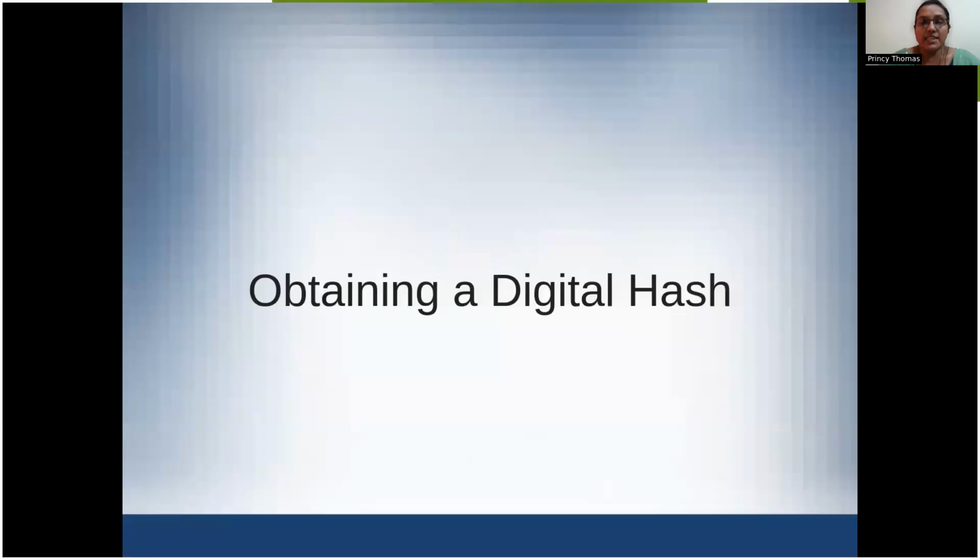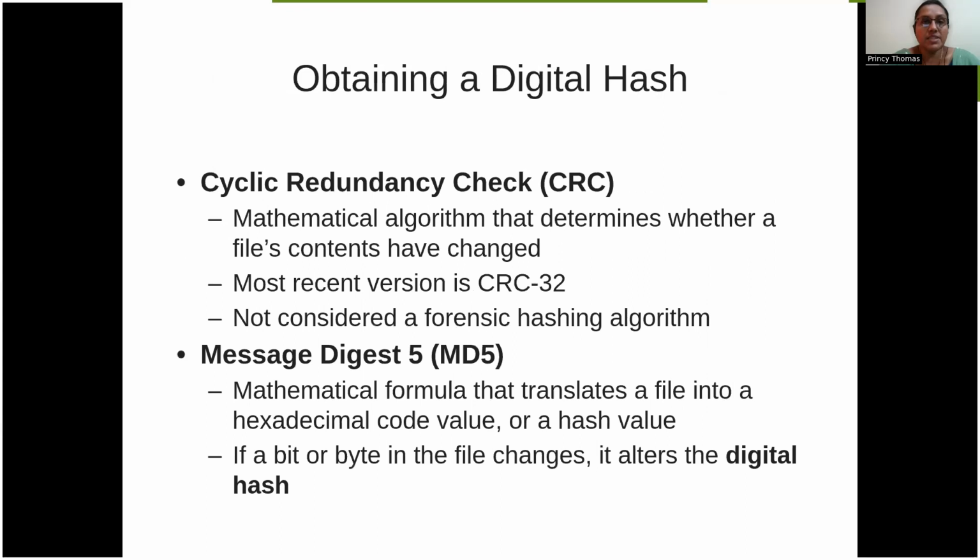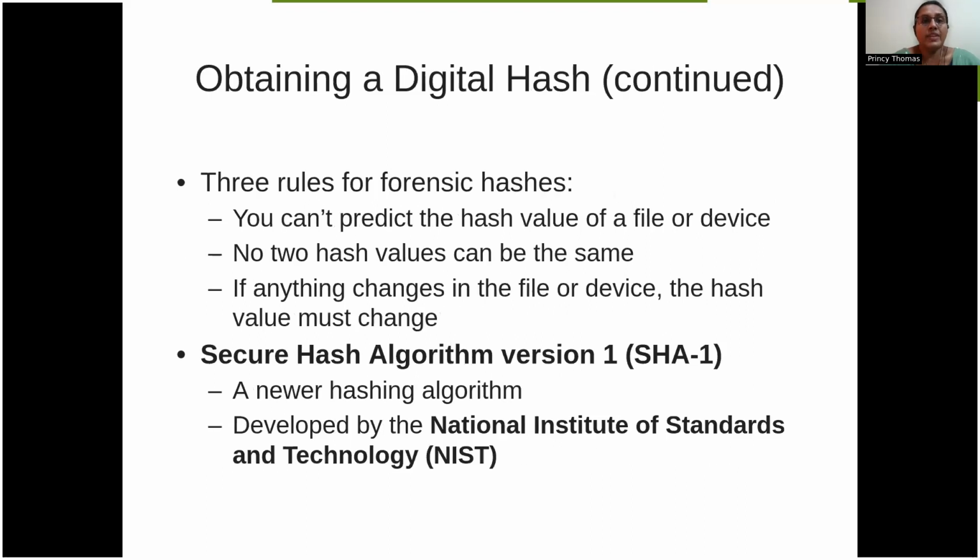Next is obtaining a digital hash. We've seen this several times. There are different types of hashes that can be found. So forensically sound methods are normally to be used. CRC is one method, but it is not considered forensically sound. So digital hashes like MD5 or SHA are normally used.